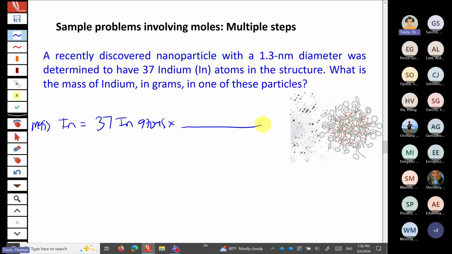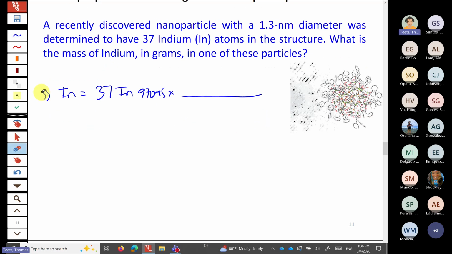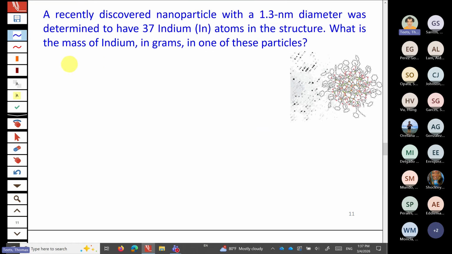Now, in this case, we have to think, is there a one-step process that we can use to get there? Let me move this down so I don't have to put it on a second line. I'll sometimes have to do problems on two lines. I hope that doesn't cause confusion, because the slide's only so wide and I can't write too small, but we'll start this one here since there should be enough room to do it in one line. The mass of indium is what we're looking for. We're told that there's 37 indium atoms in this structure. We want it in grams. It may be helpful to include the unit there too to remind yourself.